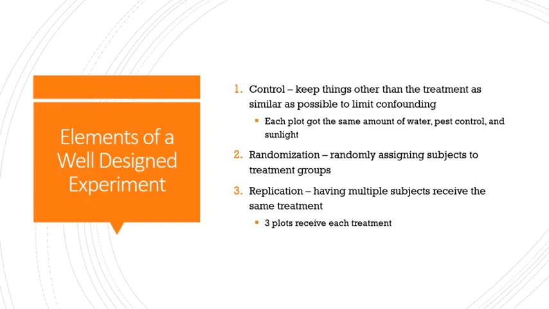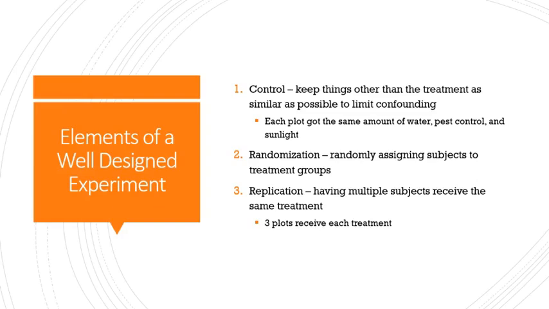So in our corn example, each plot got the same amount of water, the same amount of pest control, and the same amount of sunlight because the plots were all in the same field. Okay, those things are control because if we gave them different amounts of water, did more corn grow because of the water or because of the fertilizer? We wouldn't know. So we try to keep all of those things the same.